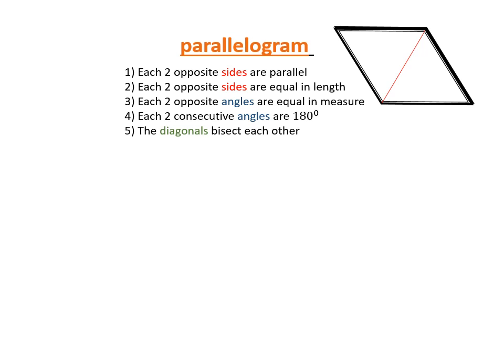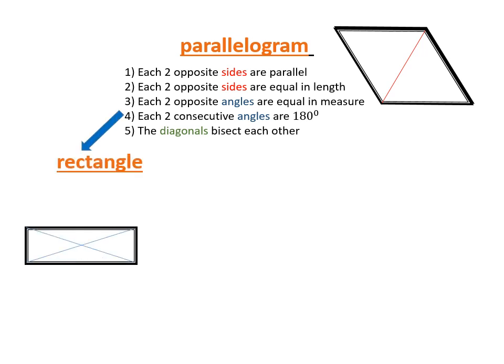Number one, each two opposite sides are equal in length. Number two, each two opposite angles are equal in measure. Number three, each two consecutive angles, the sum of their measures equals 180. And number four, the diagonals bisect each other. Today we will study its special cases.